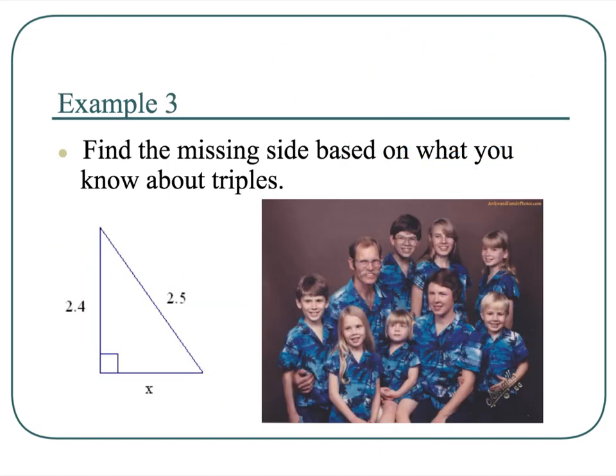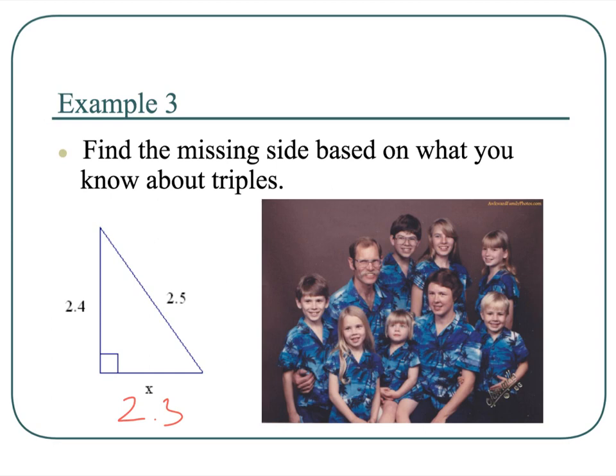Alright, so we've got to find some missing sides once again based on what we know about triples. And we have a lovely family photo of a family that looks like they just took a trip to Hawaii. And we're maybe putting together a nice holiday greeting card for friends and family. Alright, so at first glance, this one might appear to just be a 3, 4, 5 triangle, making this 2.3 if you were to add 2 to everything.